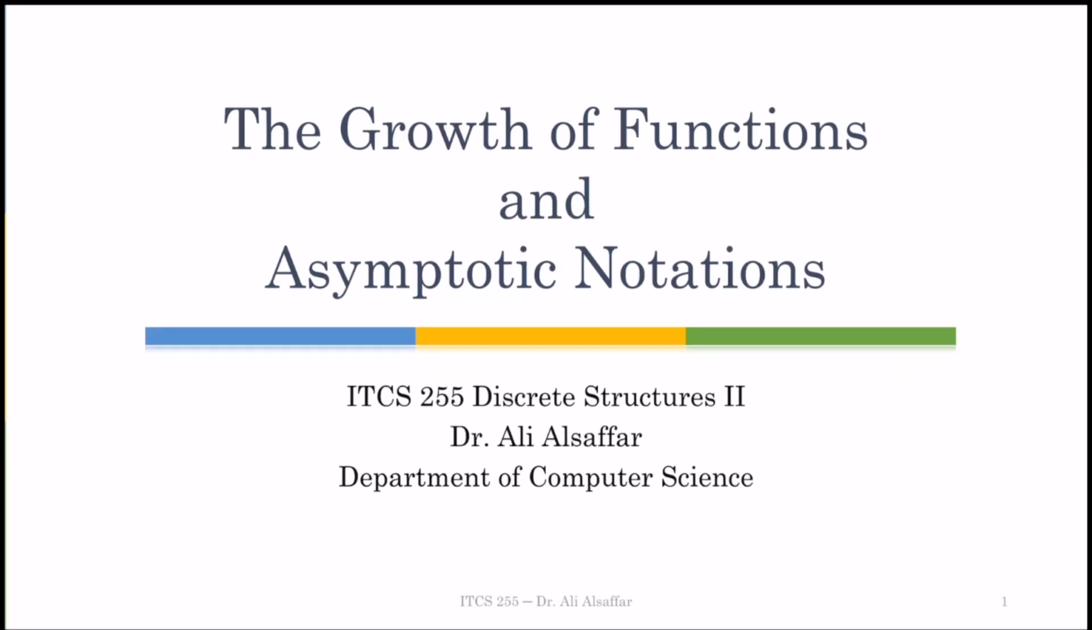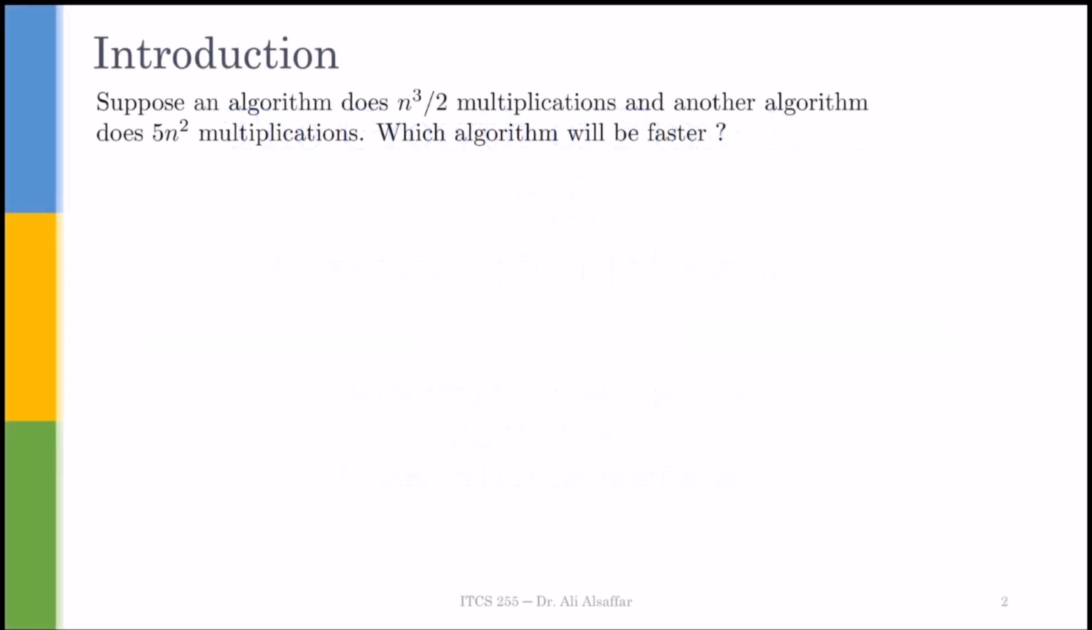To explain the meaning of a growth of functions, we will present an example that compares the running time of two algorithms. Suppose an algorithm does this amount of multiplications and another algorithm does this amount of multiplications. Which algorithm will be faster? Before we answer this question, we would like to explain briefly how we got these functions.